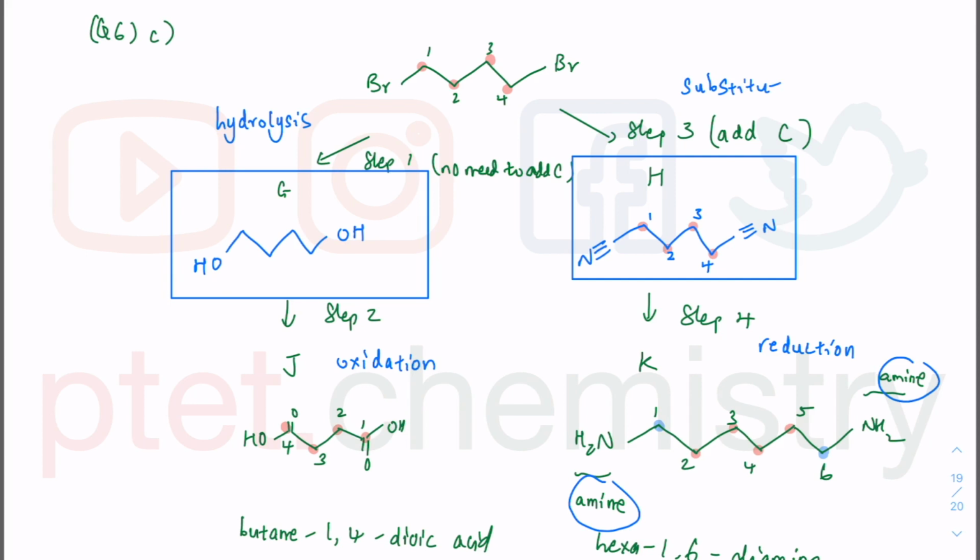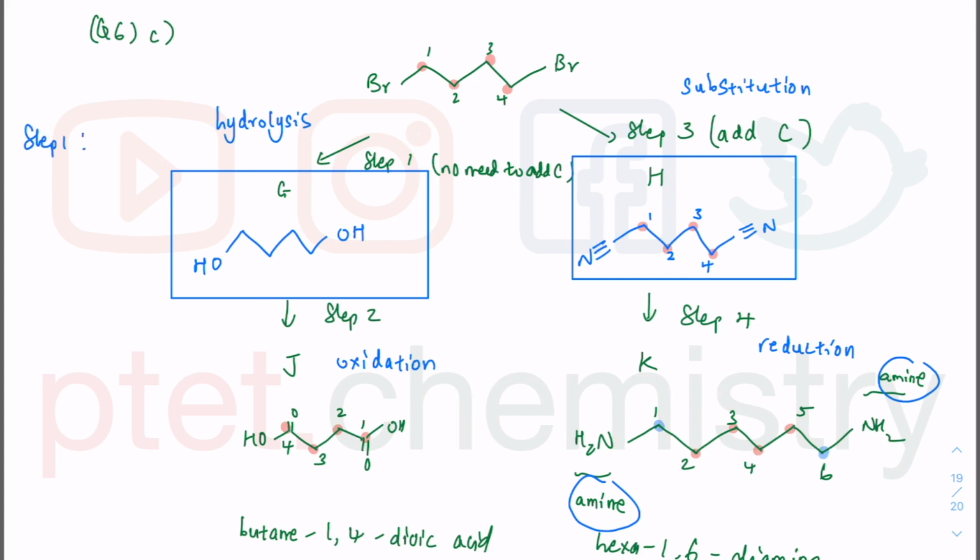The mechanism is called nucleophilic substitution, but the type of reaction is just substitution there. Okay, so I've done the structure of G and H. Now we need to think about the reagent and condition for each of these steps. So step one is hydrolysis.